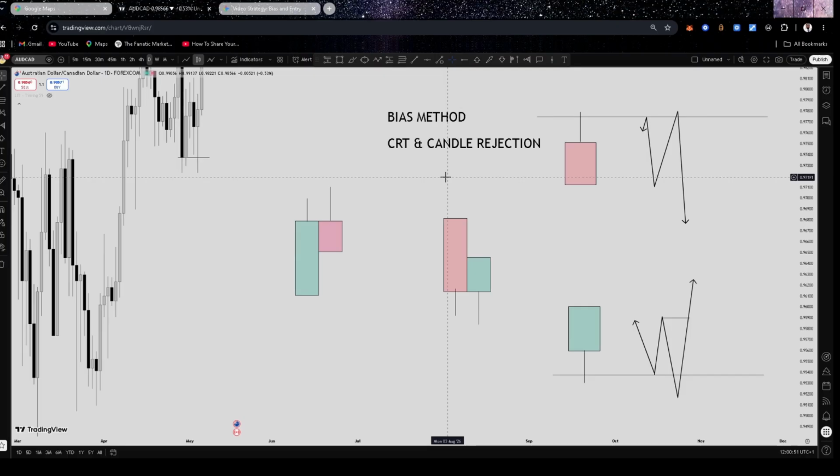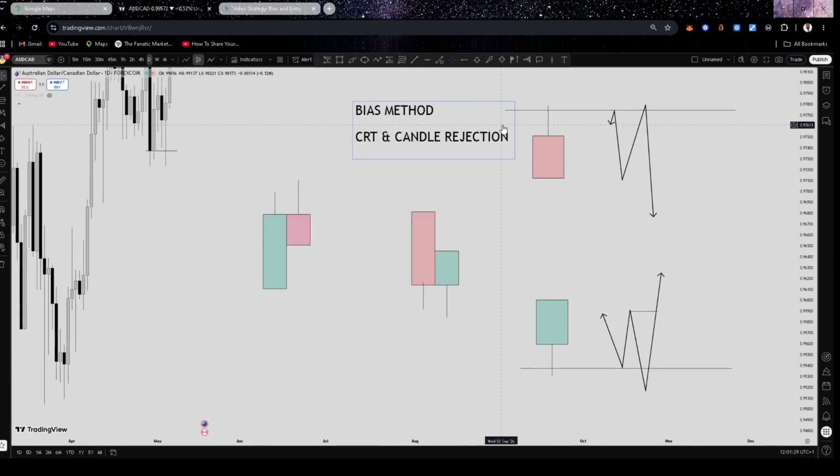These are the two methods I use to determine my bias. I have the CRT method, and I have the candle rejection method. I use these two to determine if I am going bullish or bearish for the day. This is also done on the weekly time frame. If you want to know how you're going to scale in for the week, you can do the same on the weekly time frame. So looking at this candle, this is what we call CRT.